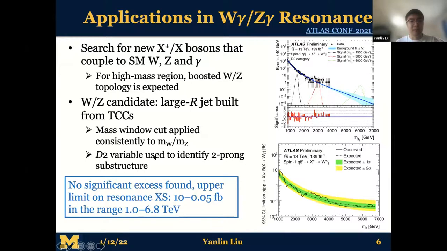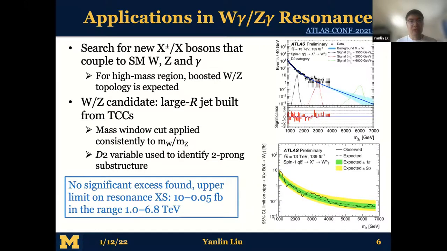And also the mass window cut has been applied consistently to correspond to the W/Z on-shell mass. And then this D2 variable is used to identify the two-prong substructure. So yeah, the invariant mass of the large object and the photon distribution is shown on the top right plot. This is also used as a final discriminant. And since no excess is found, the upper limit has been set on the cross section as a function of the pole mass as shown in this plot on the bottom right.